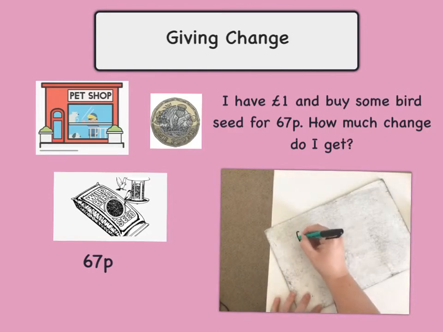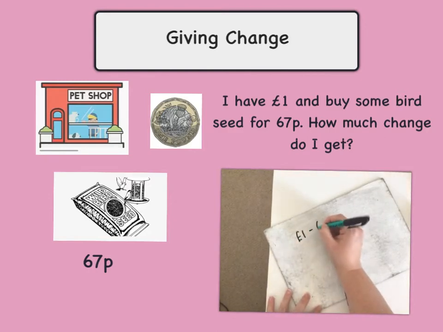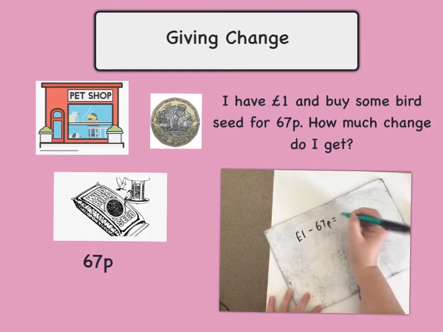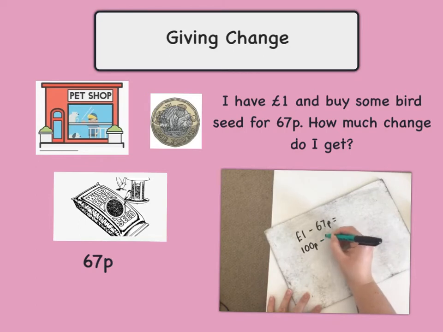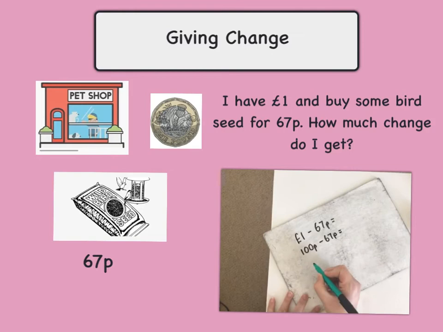So now I'm going to write my number sentence. £1 take away 67p. I know that £1 is the same as 100 pennies. So this is actually going to make it easier for me to solve it because now I've got a bigger number to work with.